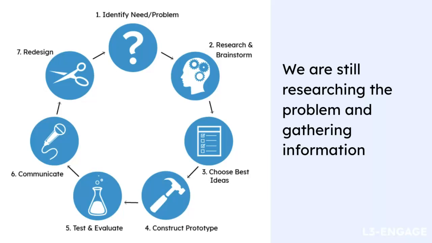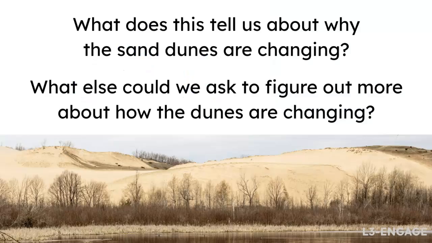To begin the Engage portion, you'll remind students of the engineering design cycle and their progress toward solving the problem. You'll let students know they are still researching the problem and gathering information. You'll ask students about what they observed during the wind and water investigations from Lesson 2 and what they could tell us about why the dunes are changing. You'll revisit the driving question board and add any new questions and highlight others connected to the learning goals of this lesson by calling attention to questions about how quickly the dunes change.